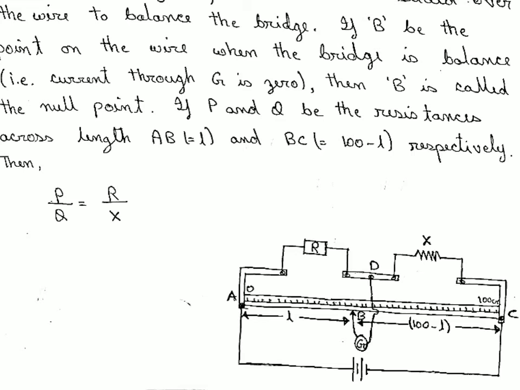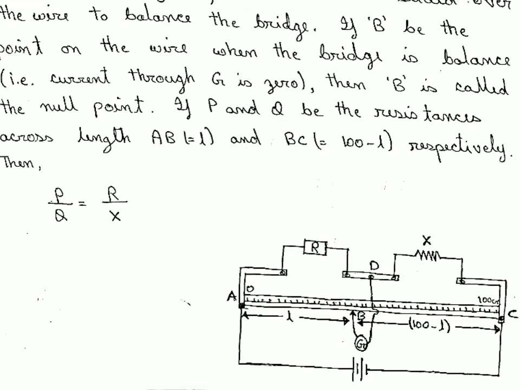So here, this is the practical application of the Wheatstone Bridge. And here we have again 4 resistances, P, Q, R, and X. And X is the unknown resistance. So we can use the meter bridge to find the unknown resistance. And here the important point is to remember this null point.